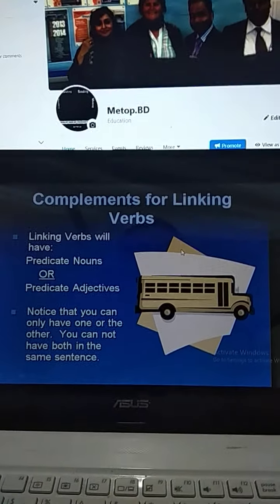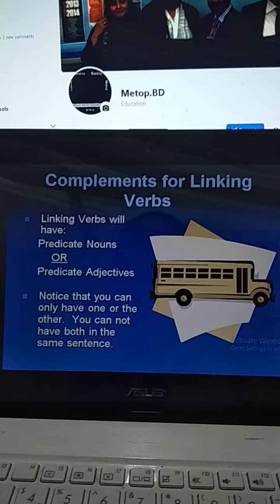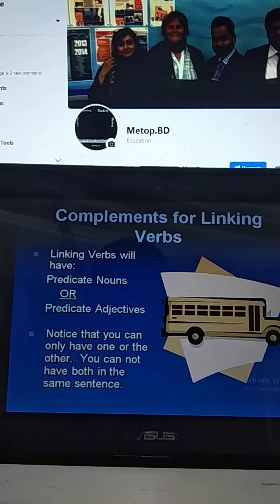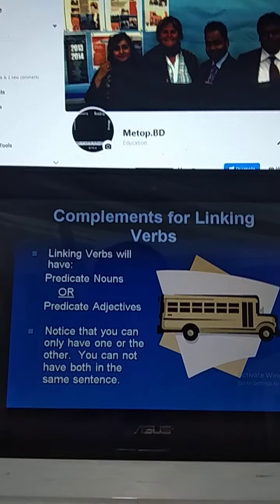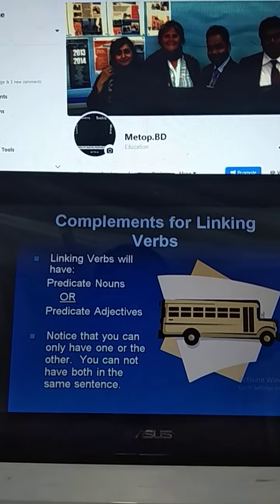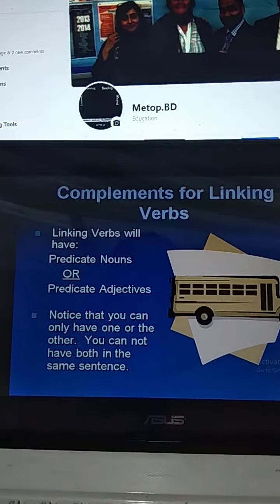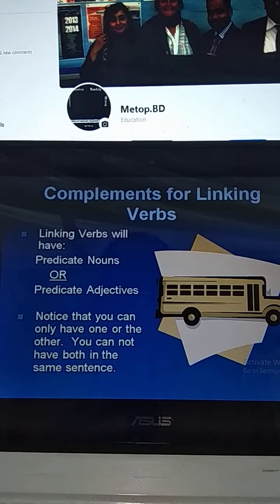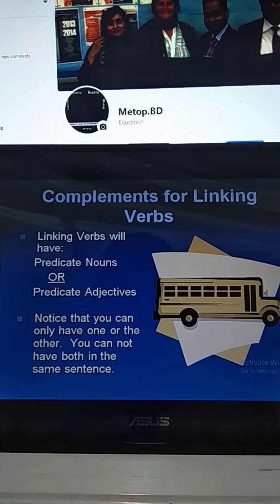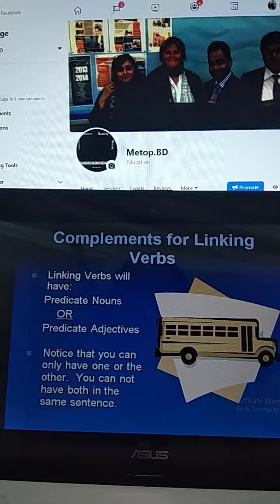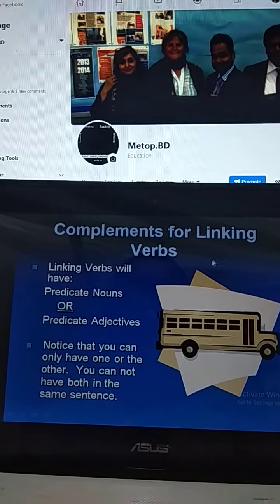Okay, complements for linking verbs. Let's see. Linking verbs will have predicate nouns or predicate adjectives. Notice that you can only have one or the other. You cannot have both in the same sentence. Okay. Next slide.